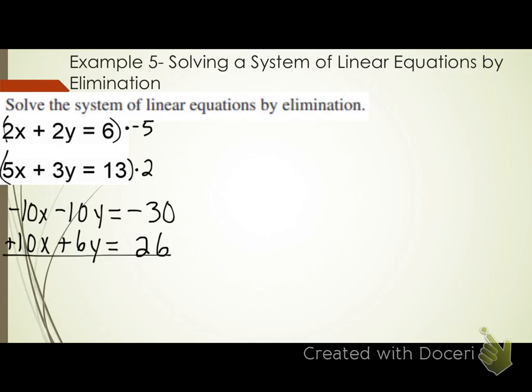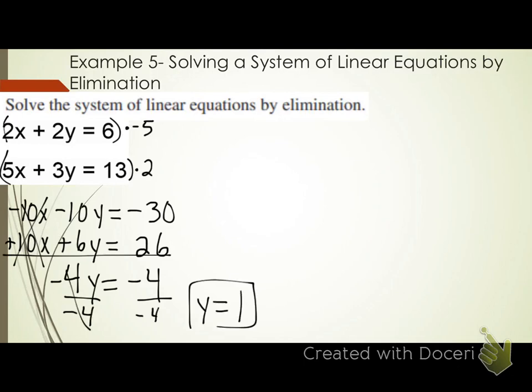What happens to our x's? They're eliminated. Negative 10y plus 6y, negative 4y. And negative 30 plus 26, negative 4. How would I get y by itself? Divide by negative 4. Y equals what? Positive 1. Did we get that when we did it by ourselves? If we did it this exact way.